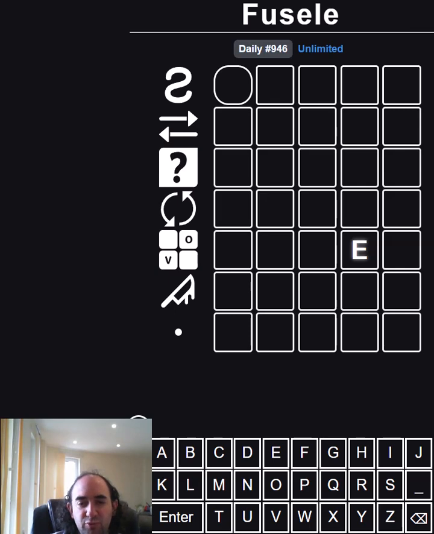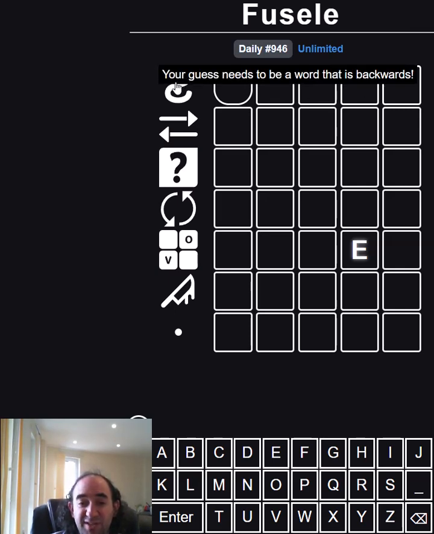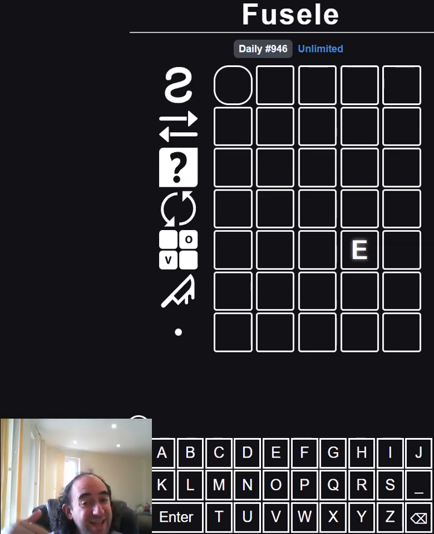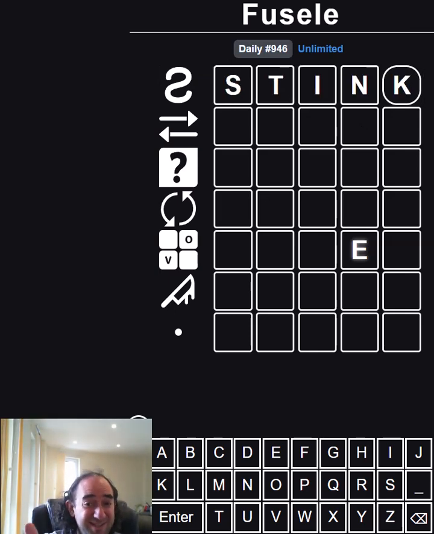This is Wordle, but the rules change on every row. For example, on the top row, my guess needs to be a word that is backwards. So on this one, I actually like to start with a word that is also a word forwards. So I'm going to start with stink, because this makes knits backwards, which means it's a valid guess.